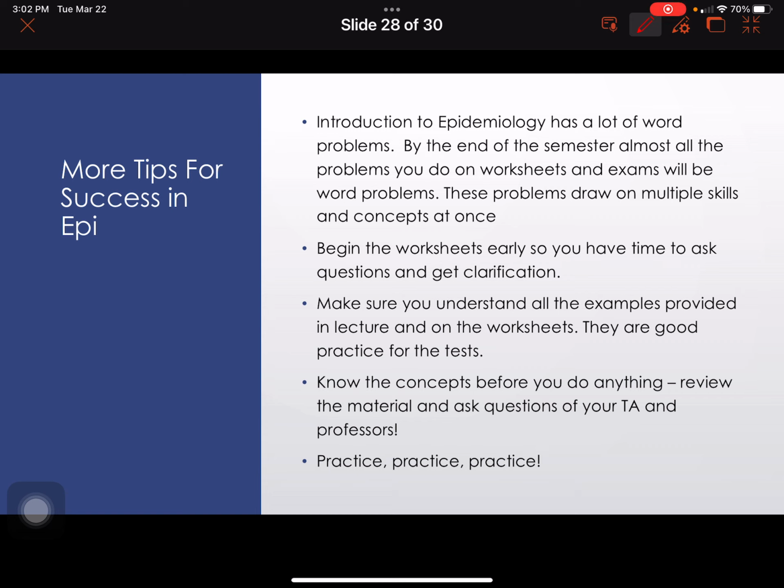You can tell by now that Intro to Epi has a lot of word problems in it. These problems will draw on multiple skills and concepts at once. Be sure to begin homework assignments early so you have time to ask your TAs questions. Also, make sure you understand the examples provided in lecture. The lecture and homework problems are good examples of what you might see on an exam. Review key concepts over and over again and practice as much as you can.